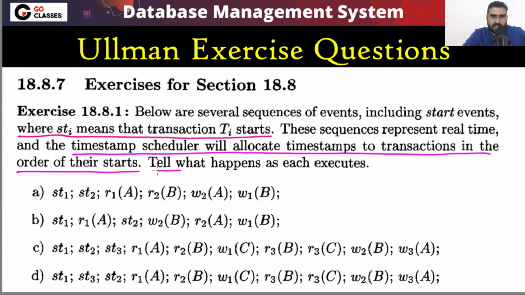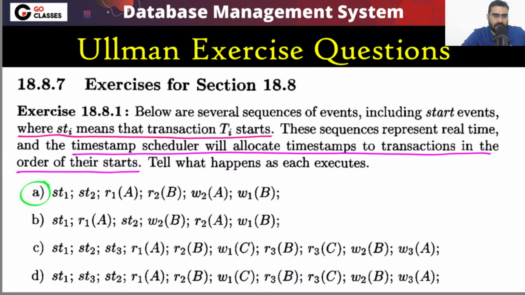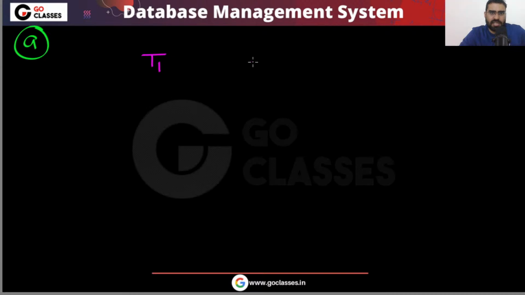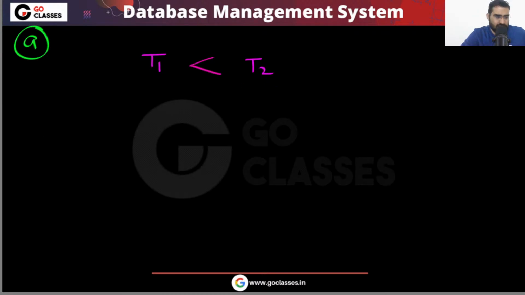Now the question is asking, what happens when they execute? Let's see option A. How many transactions do you have in option A? Only two: transaction T1 and transaction T2. Which transaction has the higher timestamp? You can see that T1 starts first, then T2 starts, so T1 has a lower timestamp than T2.